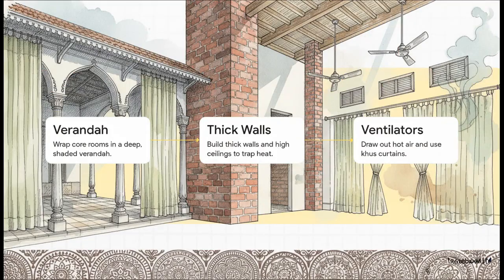And you know, just like the Indus Valley planners and Vastu scholars thousands of years before them, the architects of these colonial bungalows totally mastered passive climate control. They wrapped core rooms in deep verandas, built thick walls with extremely high ceilings to trap heat, and drew out hot air using ventilators while cooling incoming breezes with aromatic khus curtains. These weren't just decorative choices, they were highly engineered survival tools for the intense Indian summer.